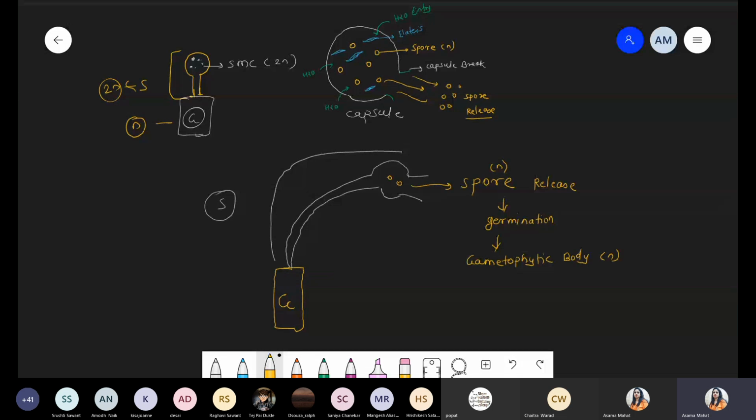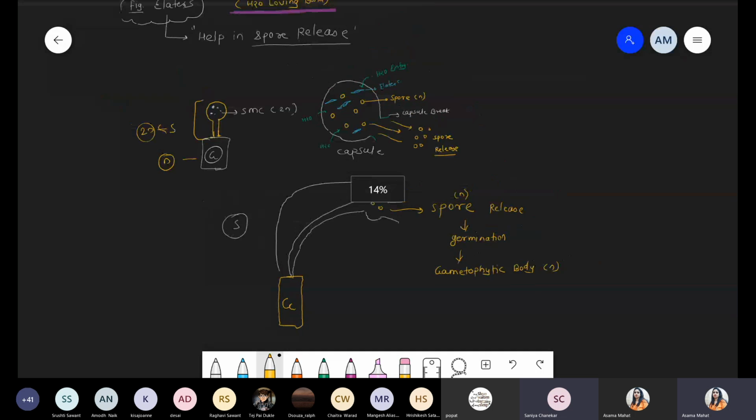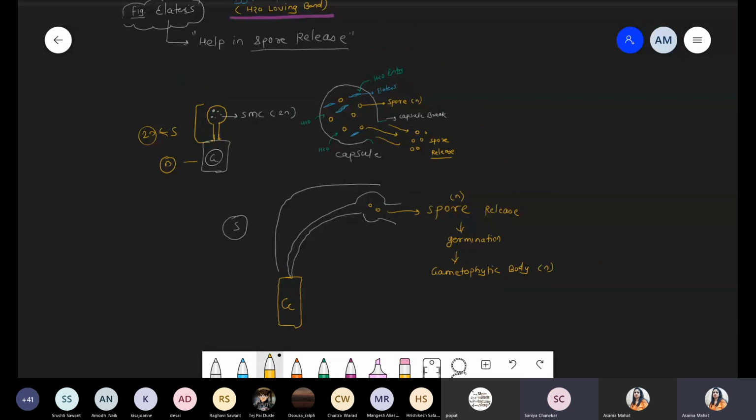Clear? Is there any doubt with respect to spore dispersion? Yes, child. Excuse me, ma'am. Alia, Sanya, yes. Ma'am, how do the elaters help the capsule to burst?